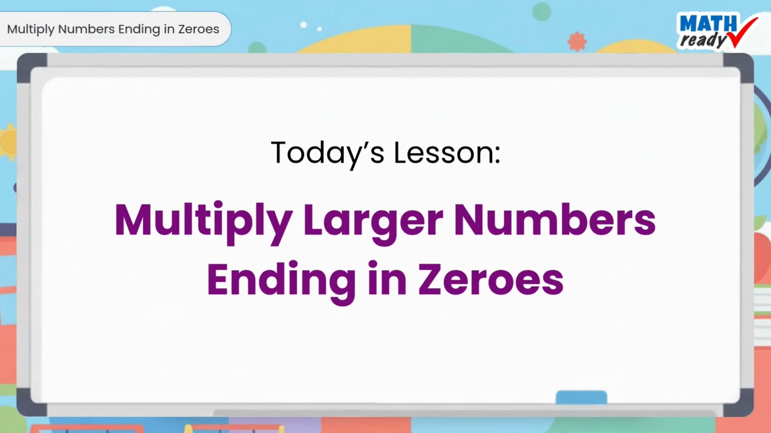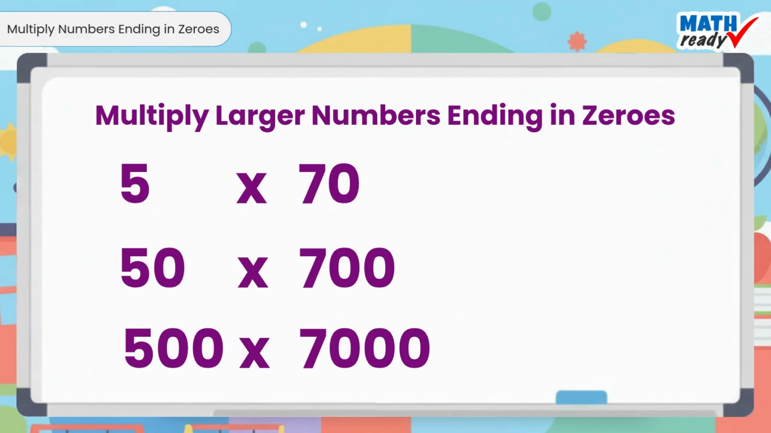Today we are going to learn how to multiply larger numbers ending in zeros together. For this concept, we need to pay close attention to how many zeros are in each of the numbers we are multiplying. Let's work through the first example together.